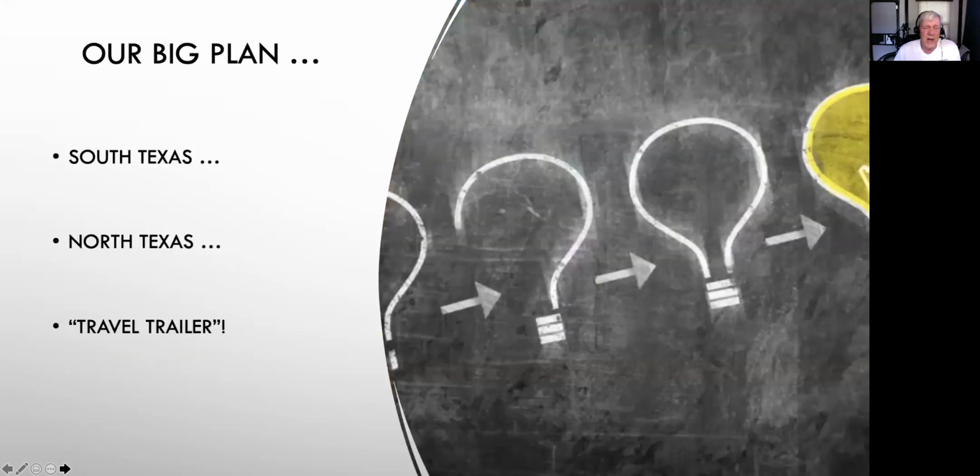So our big plan, 30,000 foot view, is we spend about a third of our time in South Texas, where Christy's mom and dad live, helping them out and spending time with them. They're in their mid 80s. About a third of our time in North Texas, where our grandkids, and as we like to say, their caretakers live. Watching them grow up and being a part of their lives is a lot of fun.